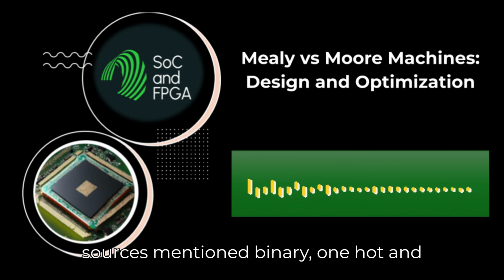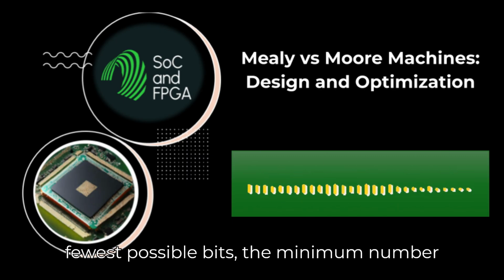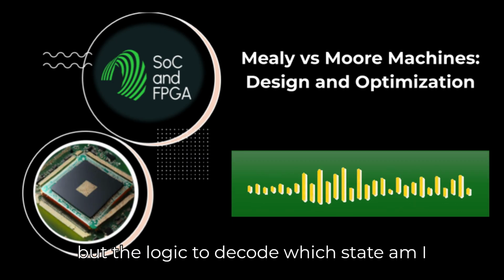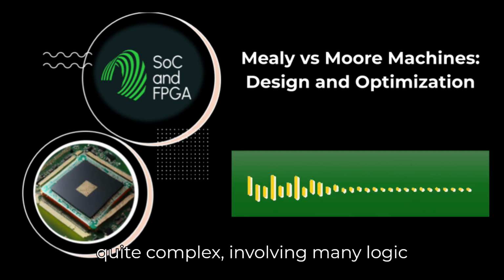Ah, okay. The sources mentioned binary, one-hot, and gray code. Right. Binary encoding uses the fewest possible bits, the minimum number of flip-flops, like 2 bits for up to 4 states, 3 bits for up to 8. It's compact. But the logic to decode which state am I in and where do I go next can become quite complex, involving many logic gates.